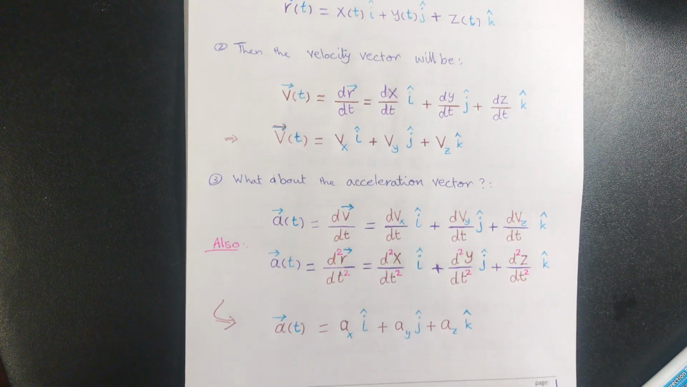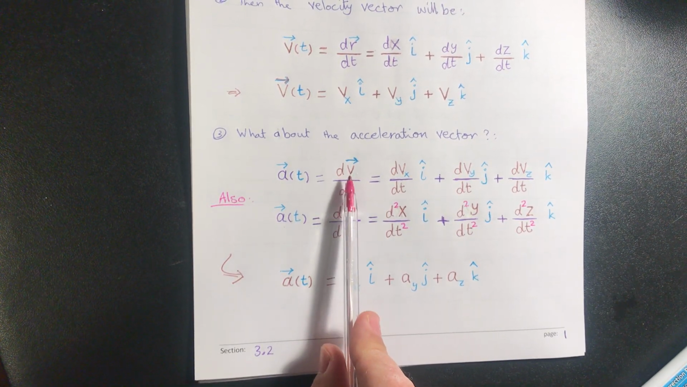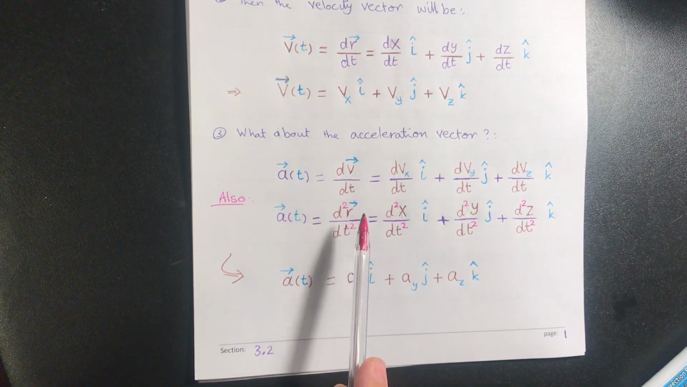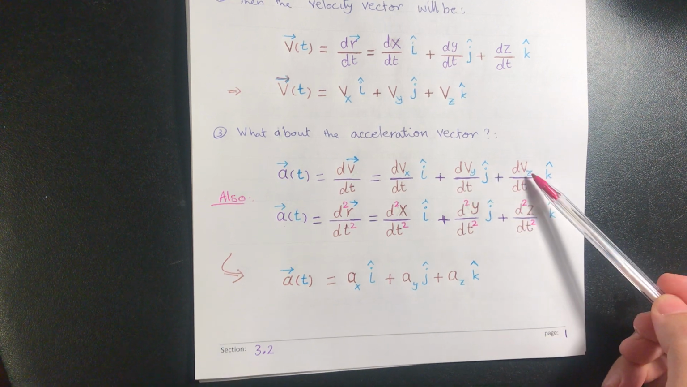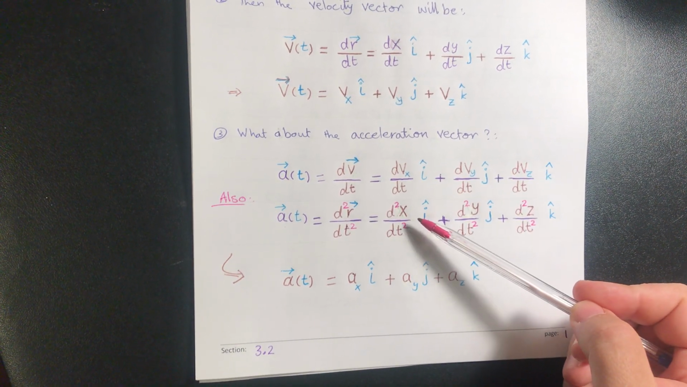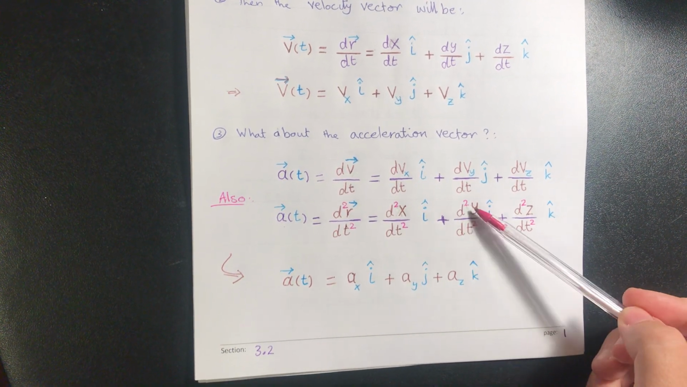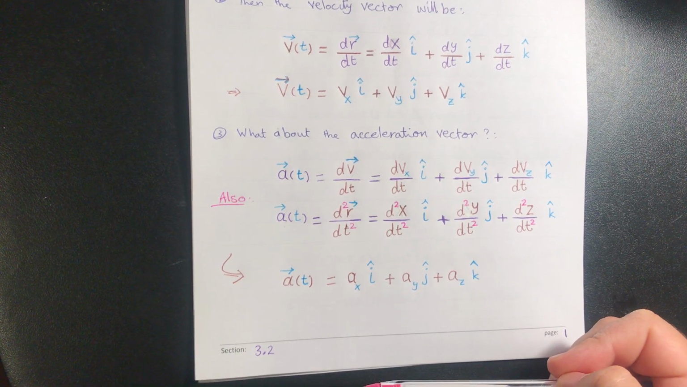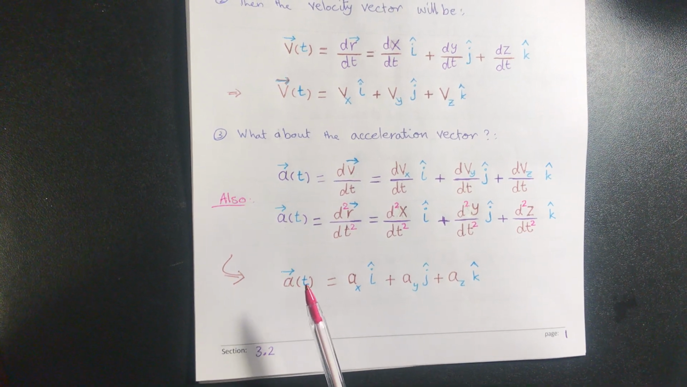The same way, as we know from before, the acceleration is the first derivative of the velocity and the acceleration is the second derivative of the position. So the first derivative of each component gives the velocity, and the second derivative of each component of the position vector will give us the acceleration, and the acceleration will be equal to ax, ay, az in the i, j, k directions.